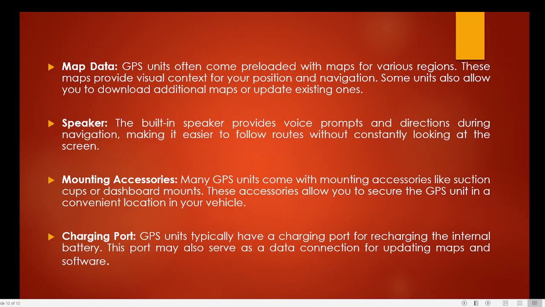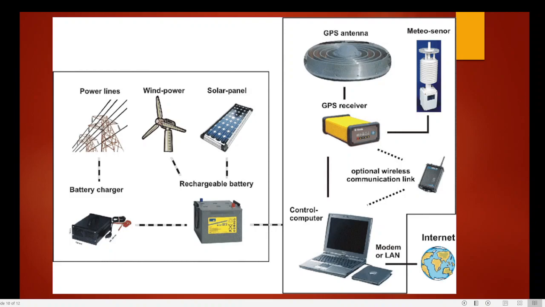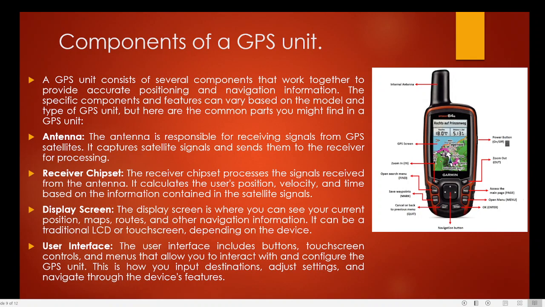Then a speaker will be there, just like when we are using Google Maps, it will say turn left, turn right, or proceed straight, or after 200 meters, turn right. Such kind of information will be given. Then there are mounting accessories. If you want to attach any additional device or fix a GPS device on a car or a bag, that is possible. Then a charging unit. So these are the various parts of a GPS unit.